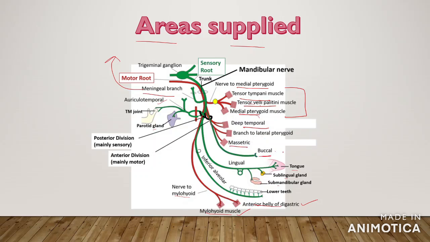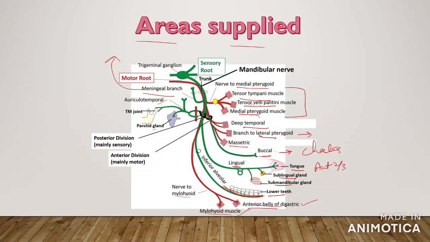Okay, this buccal is going to supply your cheeks. Right? Lateral pterygoid is going to supply your lateral pterygoid muscle. Right? Then your lingual nerve. The lingual nerve is going to supply your submandibular gland, sublingual gland and the anterior two-thirds of the tongue. The inferior alveolar nerve is going to supply almost all of your teeth that are there in your lower arch.